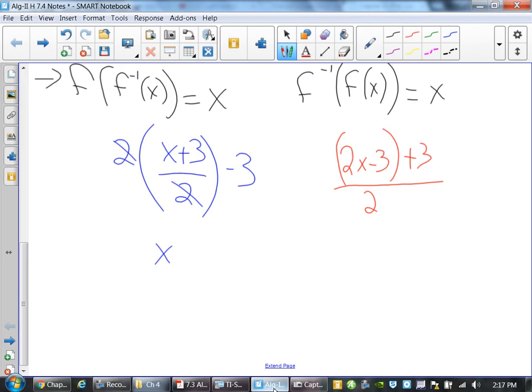I was just clearing off the screen a little bit. What happens here is the -3 and the 3 drop out, and you get 2x over 2, otherwise known as, does x equal x? No, x equals q. It marks the spot.